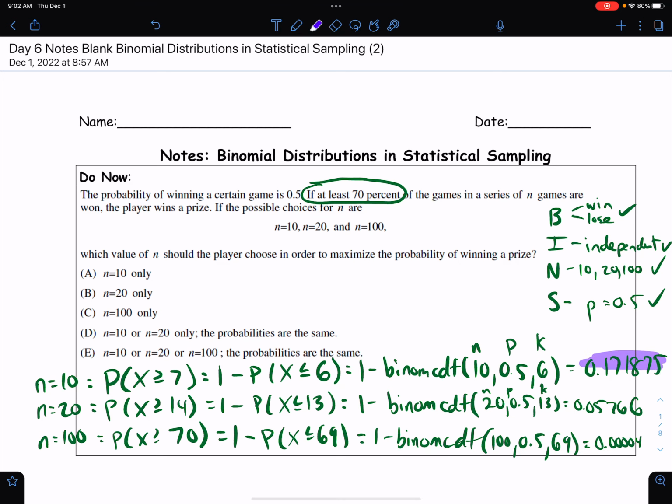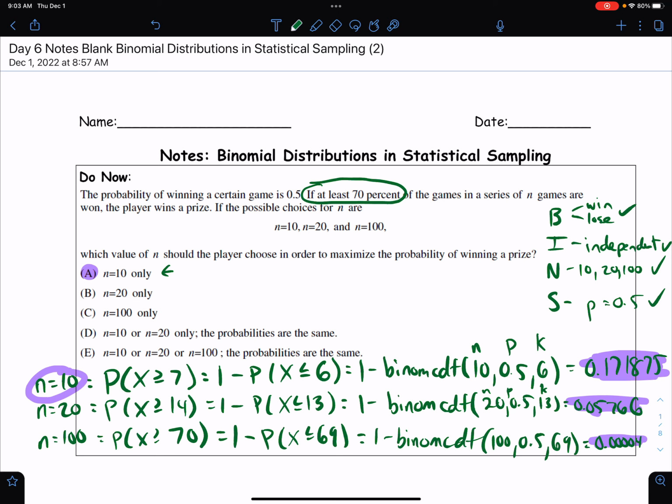And here's what you should get for each of the probabilities, and you should see by far the highest probability of winning a prize would be when you have 10 trials. So the correct answer would be A. You could also have not done any of that work for this one, and you could have just said, okay, I know the highest probability is going to be the one with the lowest amount of trials, so it has to be A also. I did a lot of extra work, but if you reason it like that, A works also.